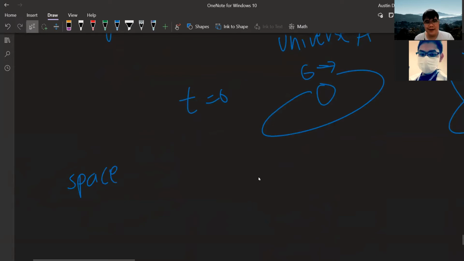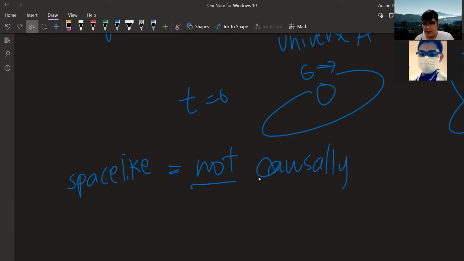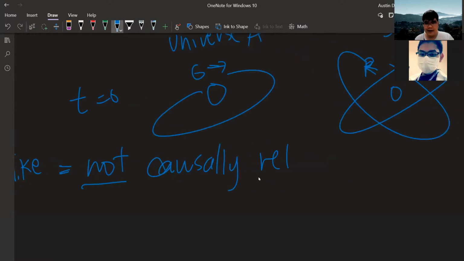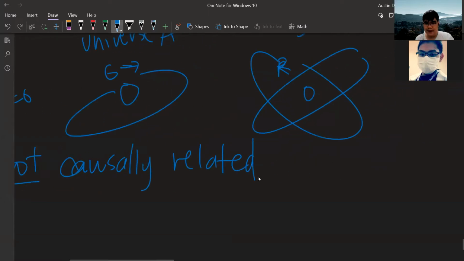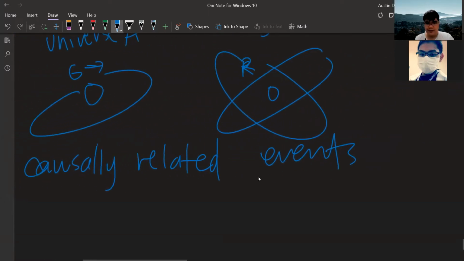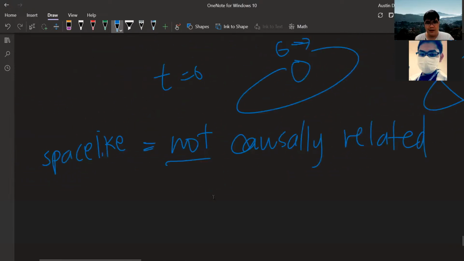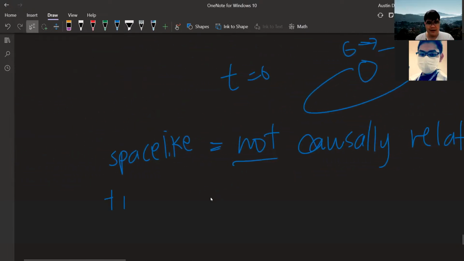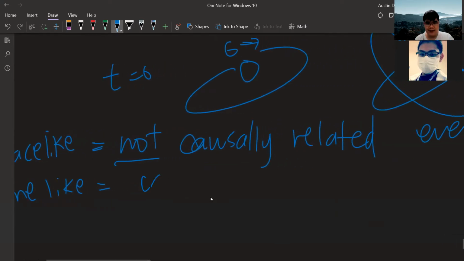So sulat natin. Space-like, not causally related events. Okay? Okay. However, time-like, this is easier, can be causally related. Okay? Can be.